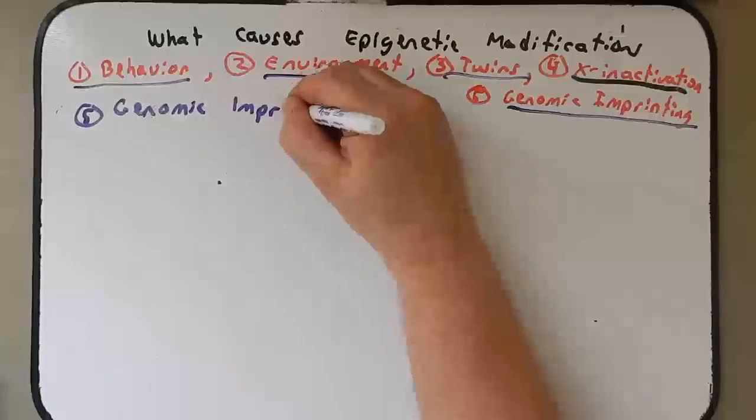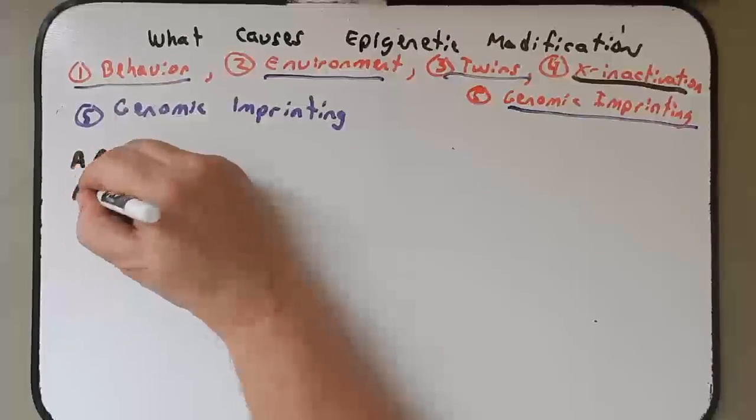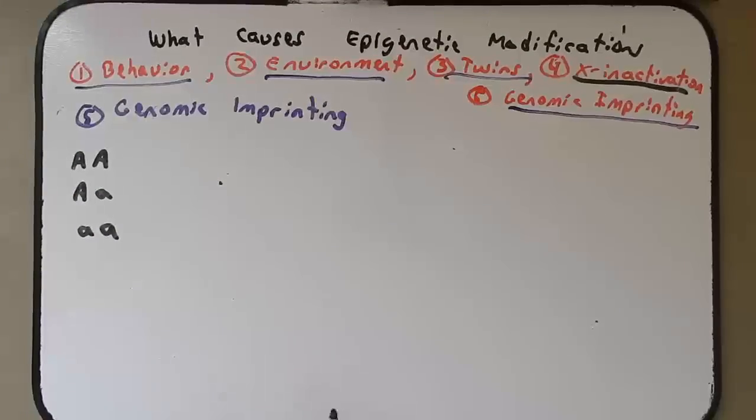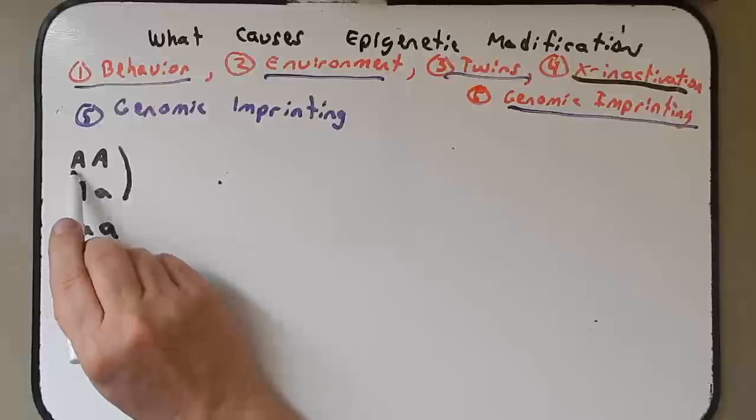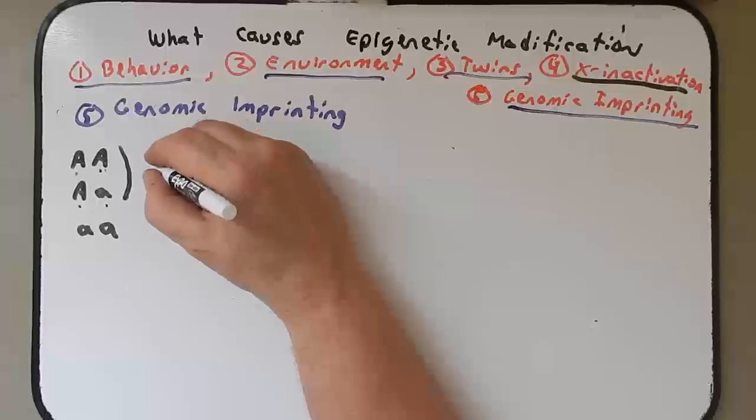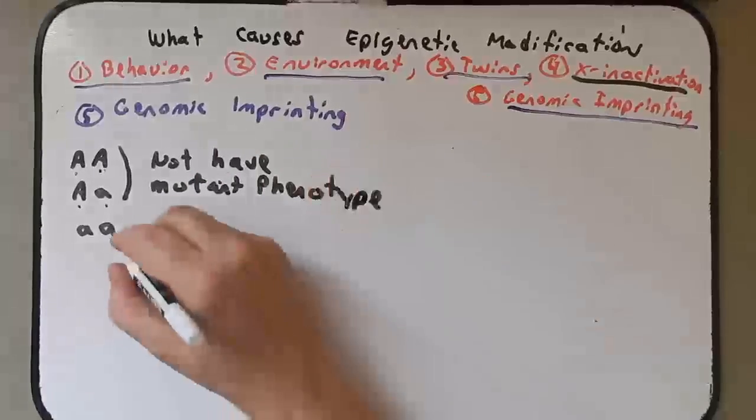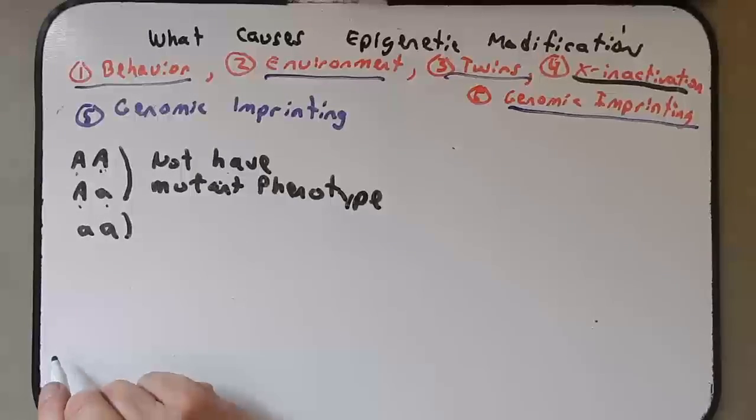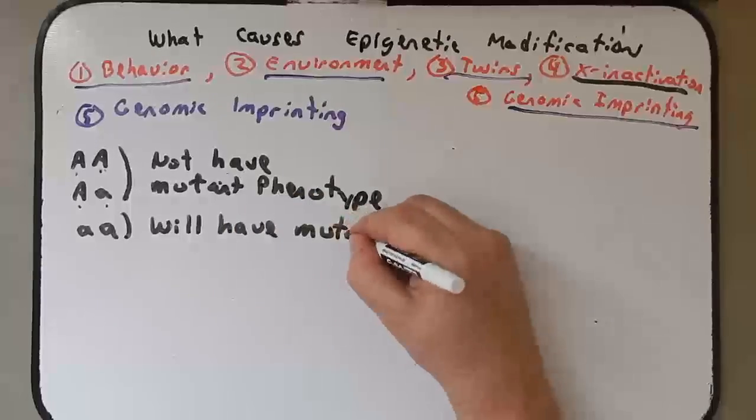imprinting. So as we begin genomic imprinting, let's consider these three genotypes. And we'll talk more about recessive and dominant traits later. But for now, you may remember from a previous class that individuals who are homozygous dominant, two dominant alleles, or have one dominant allele and one recessive allele, will not have the mutant phenotype. However, this individual, with two mutations of the gene A, will have the mutant phenotype.